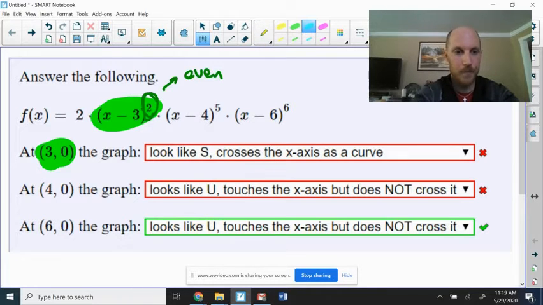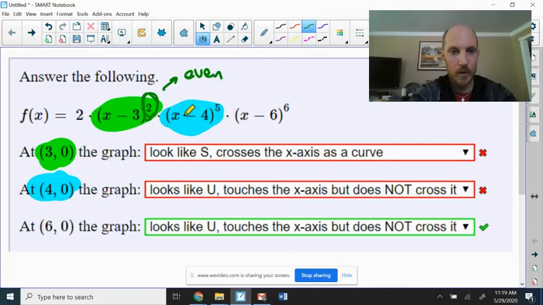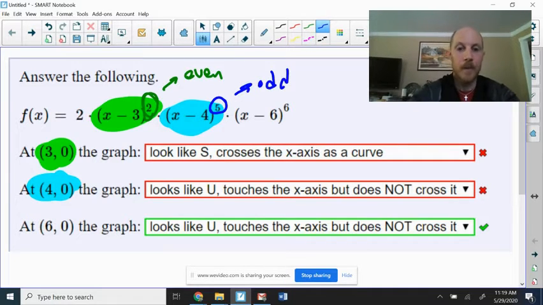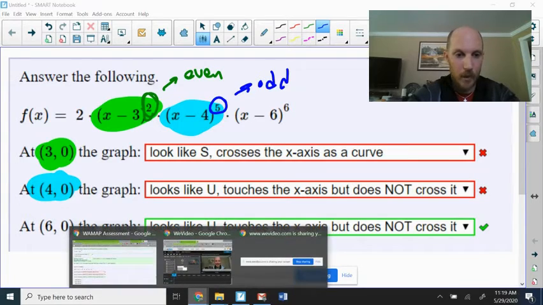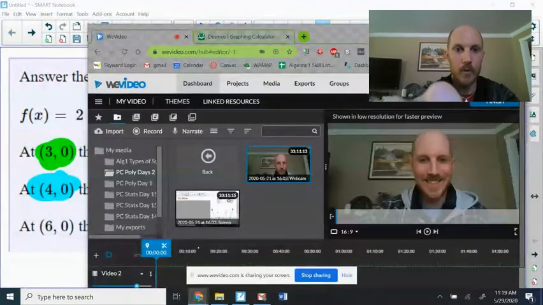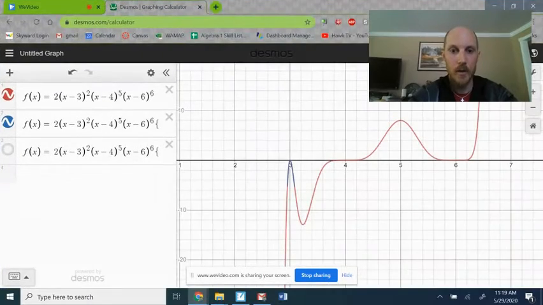But the other intercept here says what's going on at 4, 0, what's the shape of the graph there? So 4 is going to come from this factor, because 4 minus 4 is going to give us 0 for that part. And the multiplicity here is 5, which is odd. Okay, so let's take a look at what happens if we were to change the multiplicity.